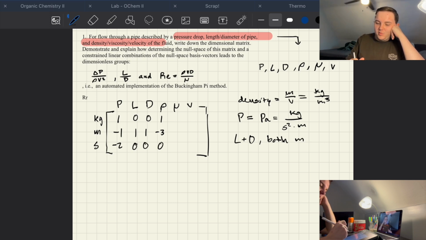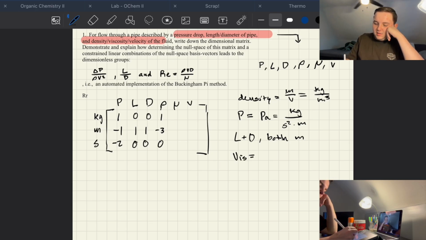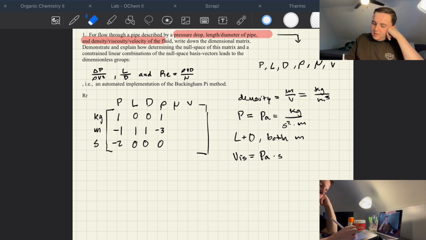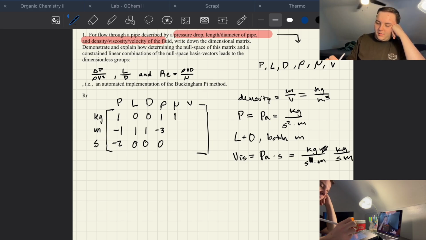Okay, and then next we have our mu, which is our viscosity. And viscosity is measured as, I think, pascal seconds, I believe. Yeah, that seems right. So it's going to be the same as our pressure, so kilogram per second squared meters, and then multiplied by seconds. Well, the squared would cancel, this would cancel, so we're going to have kilogram per second meter. So 1 in the kilograms and -1 for our other two.